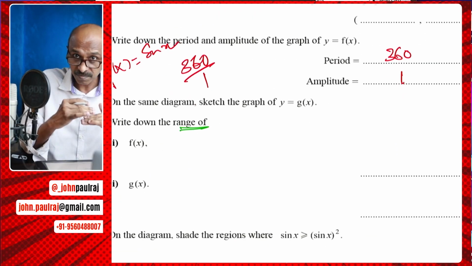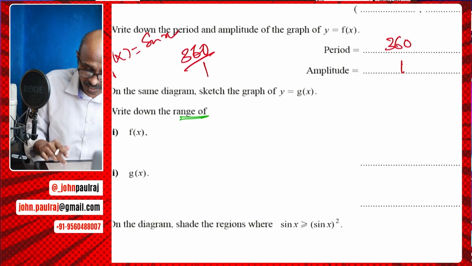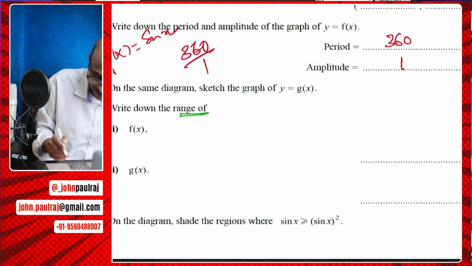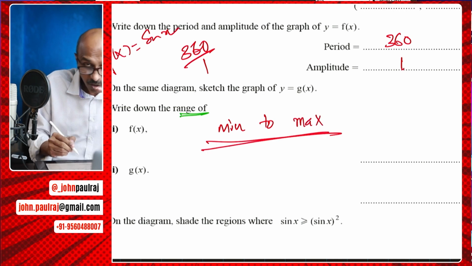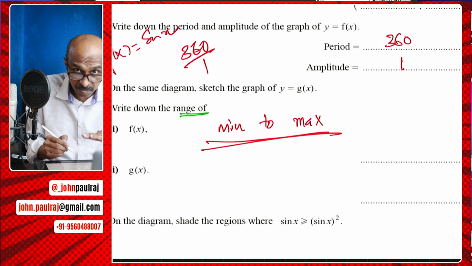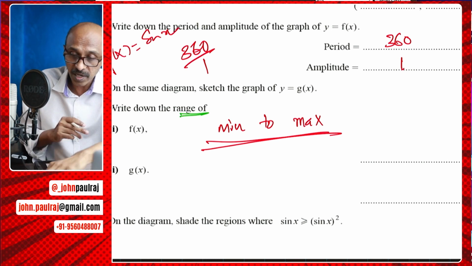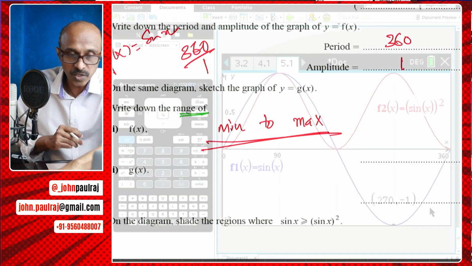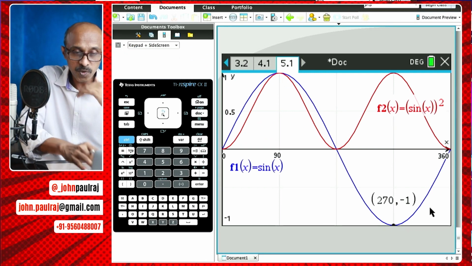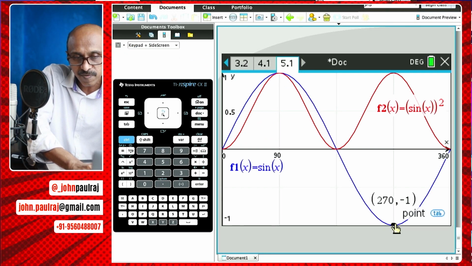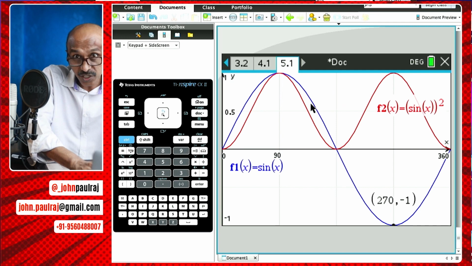Write down the range. What is range? Look at the graph. The range is always from the minimum value to the maximum value, vertically. That means you have to look along the y-axis. Minimum to maximum for each graph, right? So let's look at it again. So I'll go to the calculator. F of x is our blue graph, right? So the minimum value, as you can clearly see, that's the minimum value. The maximum value is there. Range, we are looking at the range.